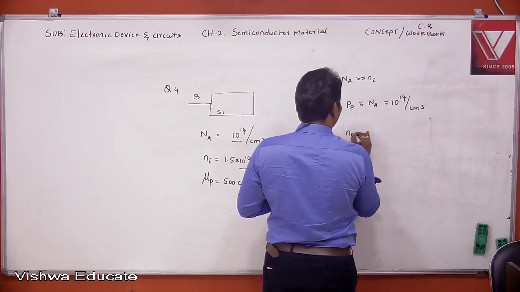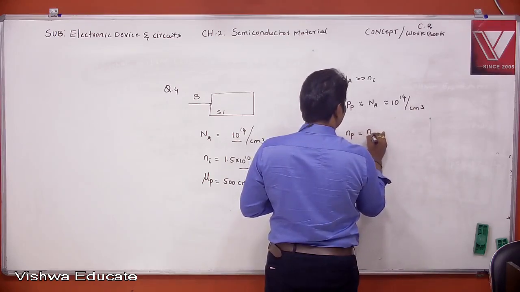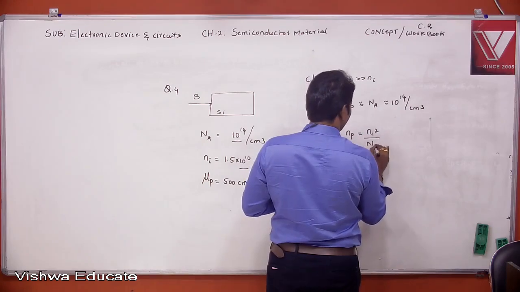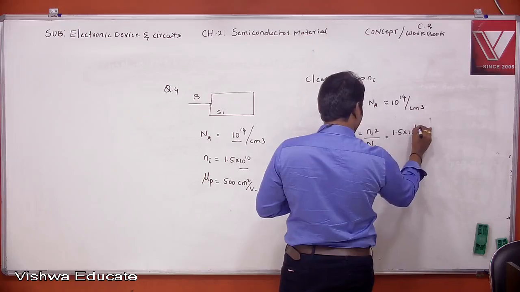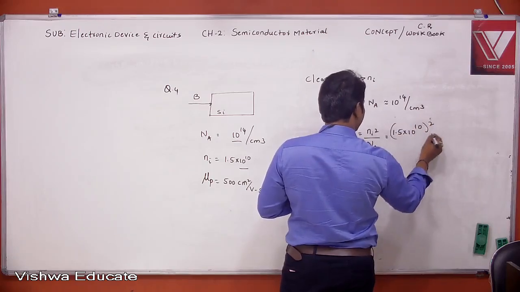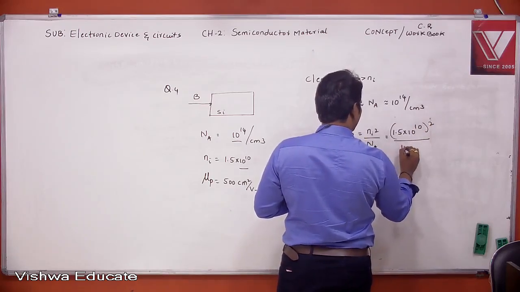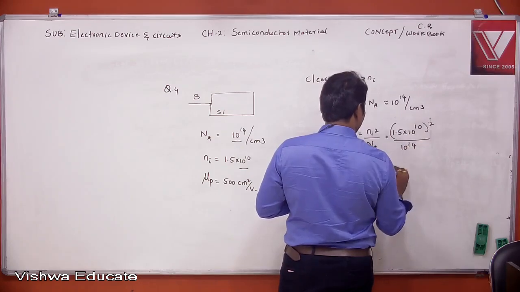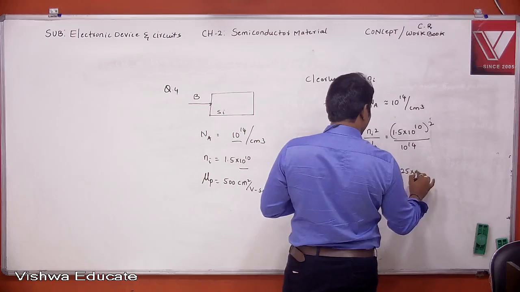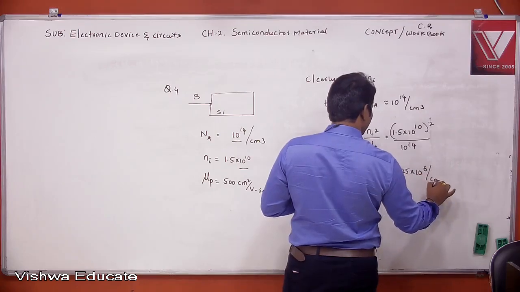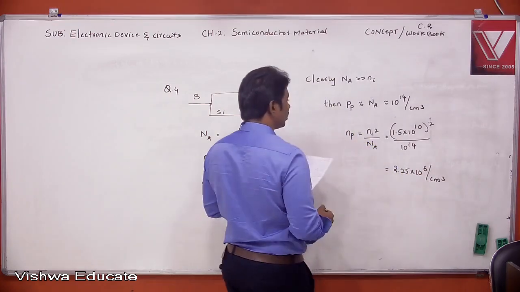And how to calculate electron concentration? Actually, np equal to Ni square by Na. What is Na here? 1.5 into 10 power 10 whole square by Na. Na is nothing but 10 power 14. So, which is equal to 2.25 into 10 to the power of 6 per centimeter cube. This is the first, carrier concentration.